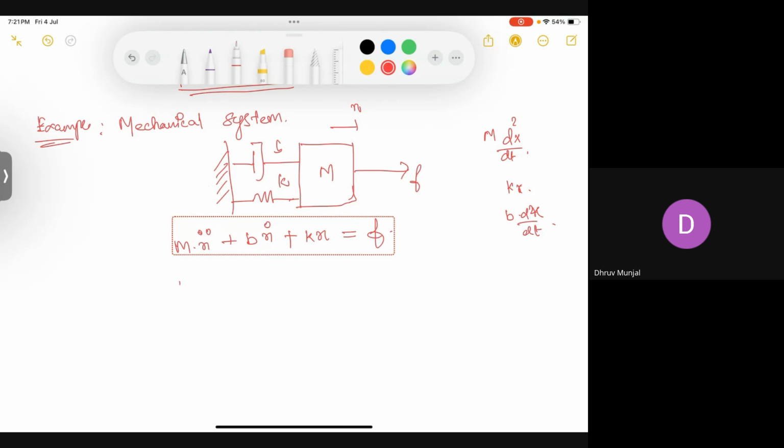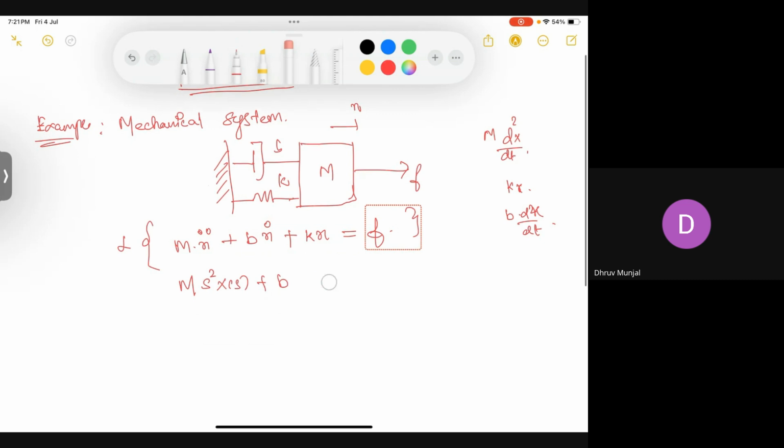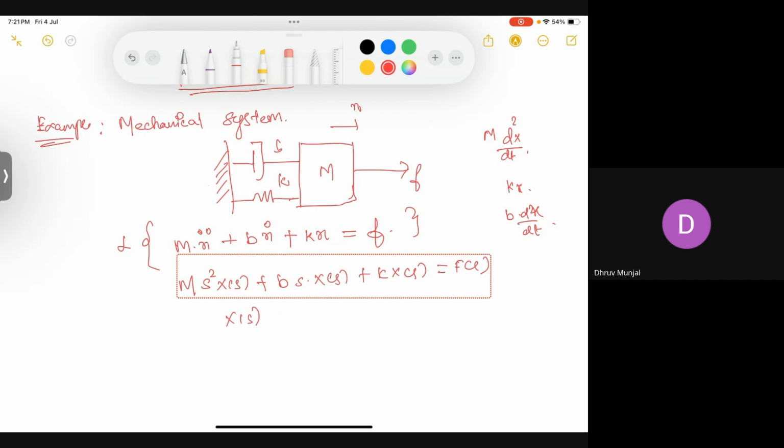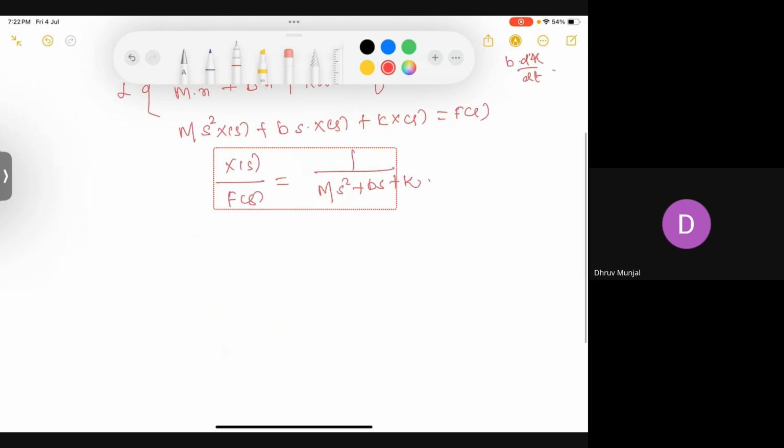So if I write it in terms of Laplace transform, if I do Laplace transform for all these things, I would have m into s squared of x of s plus b into s into x of s plus k into x of s equal to f of s. So this will become x of s, output by input. So x of s by f of s will be equal to 1 by ms squared plus bs plus k. So this is the overall transfer function of your system.